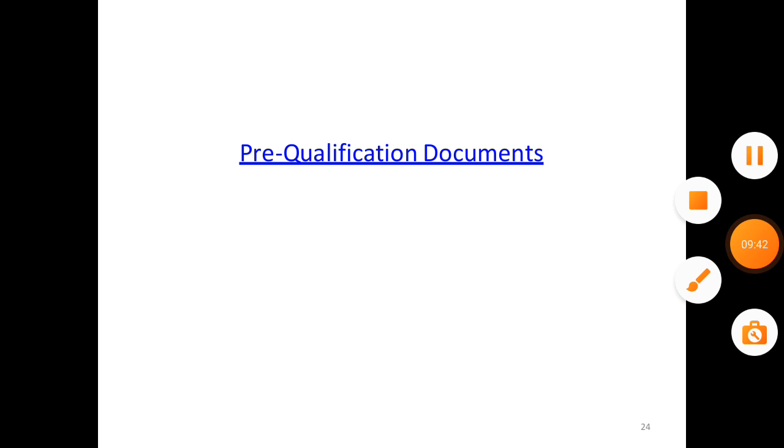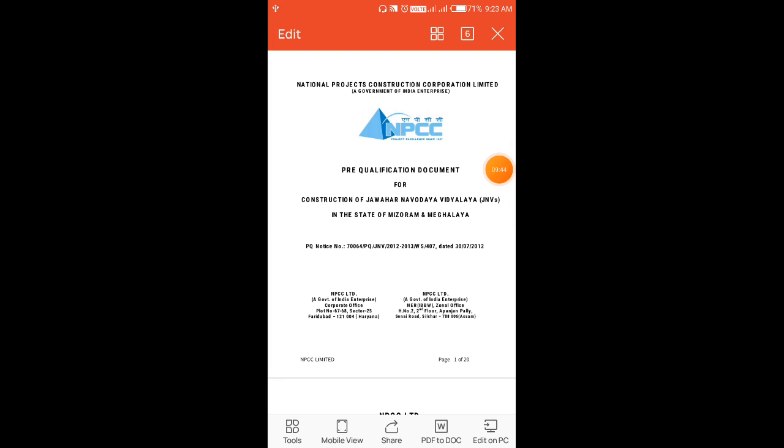Now here is the pre-qualification document. One example of pre-qualification of a contractor is the pre-qualification document for the construction of a Jawahar Navodaya Vidyalaya in the states of Mizoram and Meghalaya.